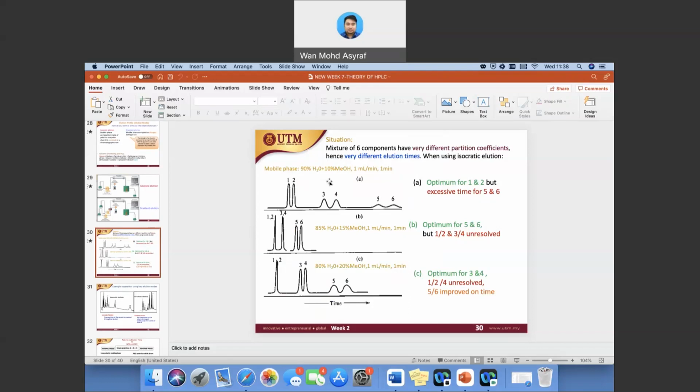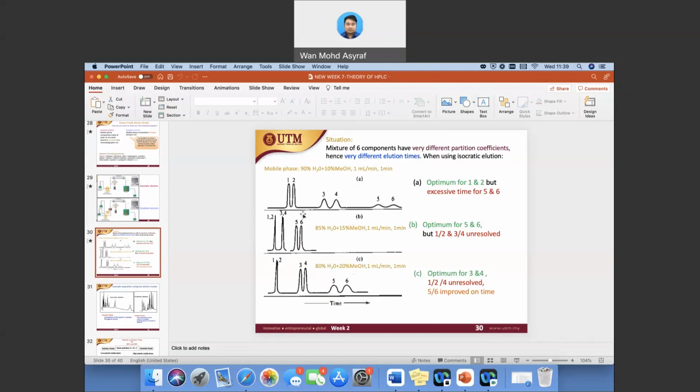Using isocratic elution of mobile phase, it shows 90% water plus 10% methanol. So you would see that it is optimum for 1 and 2, which is good, the separation is quite good, but there is excessive time for 5 and 6. So even though all of the components 1, 2, 3, 4, 5, 6 are more or less separated, it takes quite long. It is not optimum, because the peaks are too far away from each other.